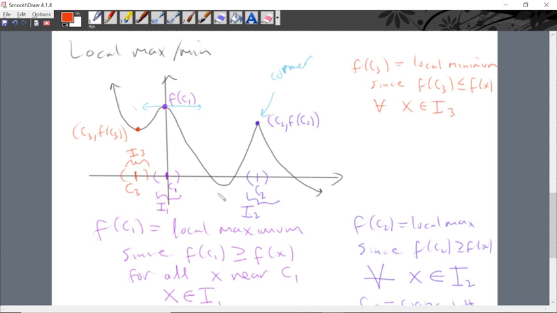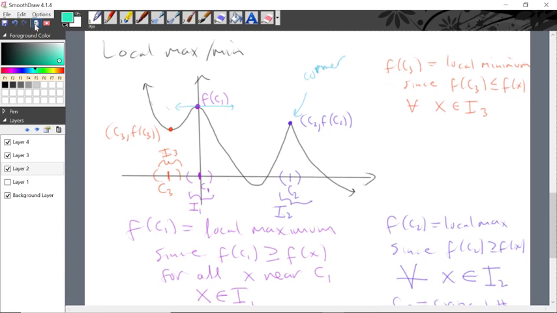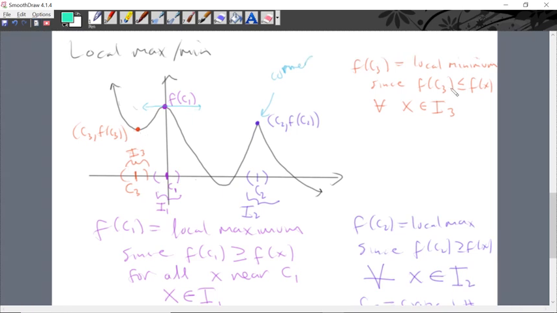Anywhere else? Oh, and by the way, what about the derivative there? Since we found a local minimum, what do we notice about the derivative? Well, this happens to be one of the locations where the derivative would equal 0. It's nice and smooth there, and the derivative ends up equaling 0 there. So f prime of C3 is equal to 0. C3 is a critical number.